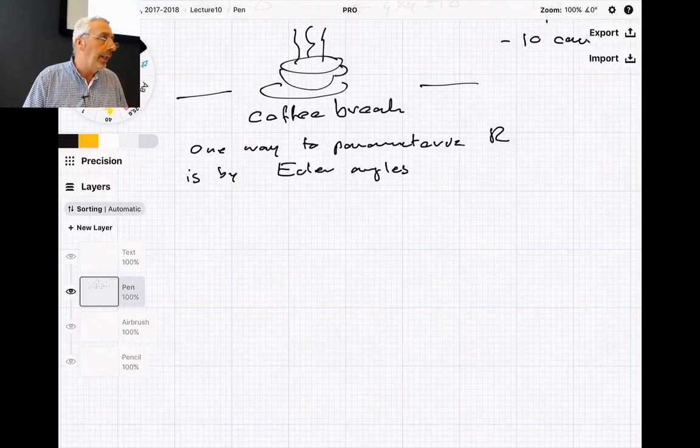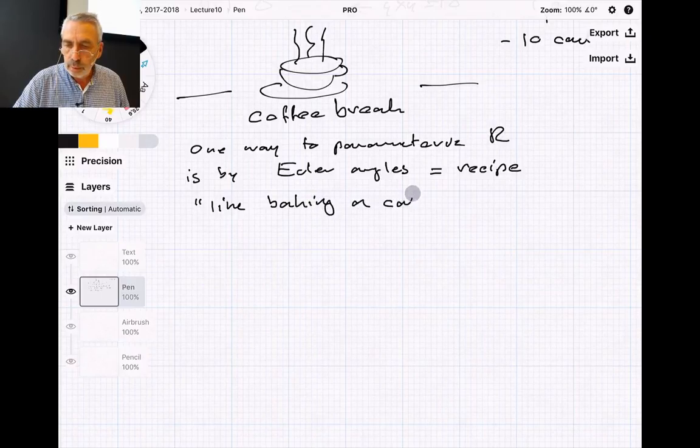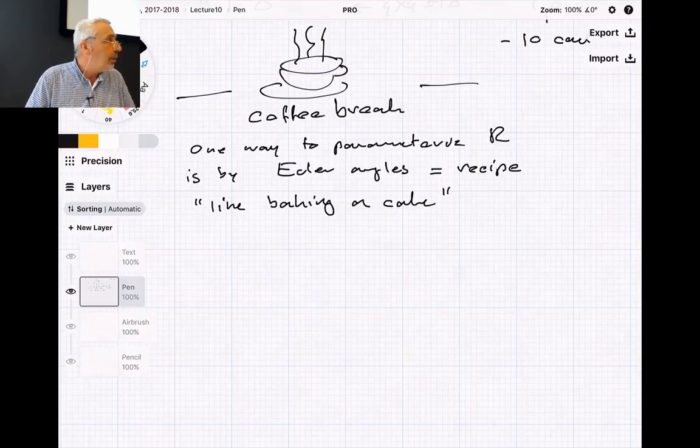Now, what are Euler angles? Euler angles are like a recipe. I always say it's like baking a cake. Now, why do I say that? Because you just have to follow the rules in the right order. And if you do the wrong order, you don't get a cake. That's the thing. So, how does it work?